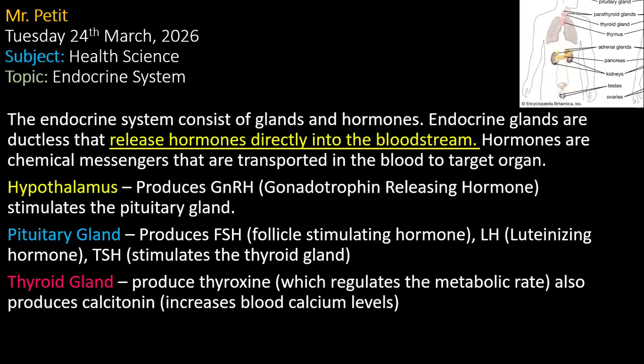What hormones does the pituitary gland release? FSH, LH, TSH. Very good. FSH is follicle stimulating hormone. LH is luteinizing hormone. TSH is the hormone that stimulates the thyroid gland. Now, what hormones does the thyroid gland produce? Thyroxine. And what does thyroxine do? It regulates cellular metabolic rate. Very good.